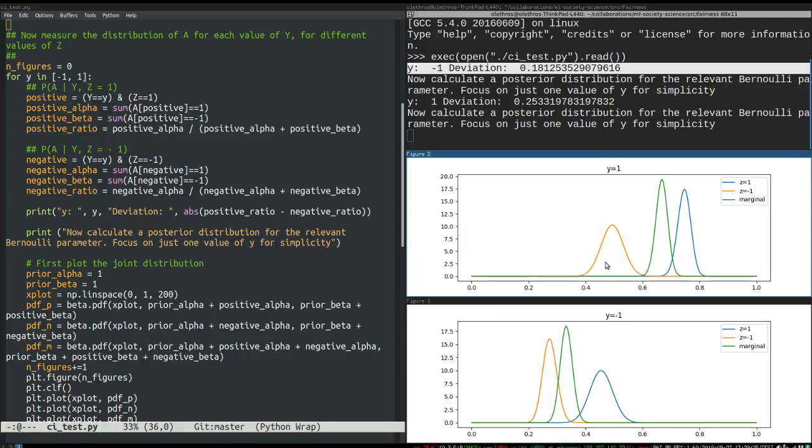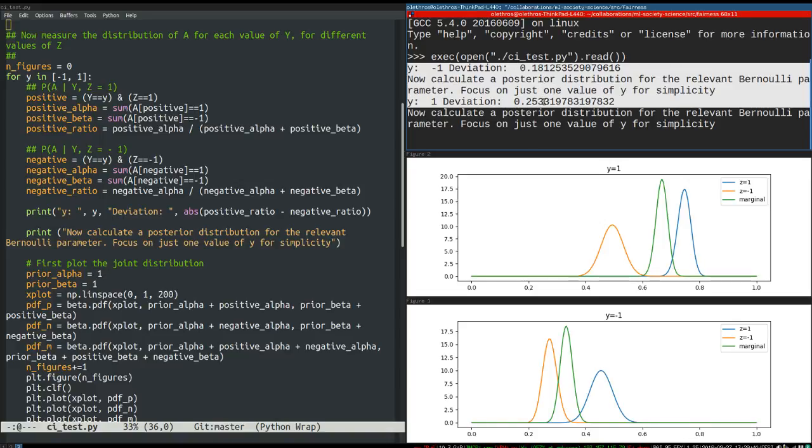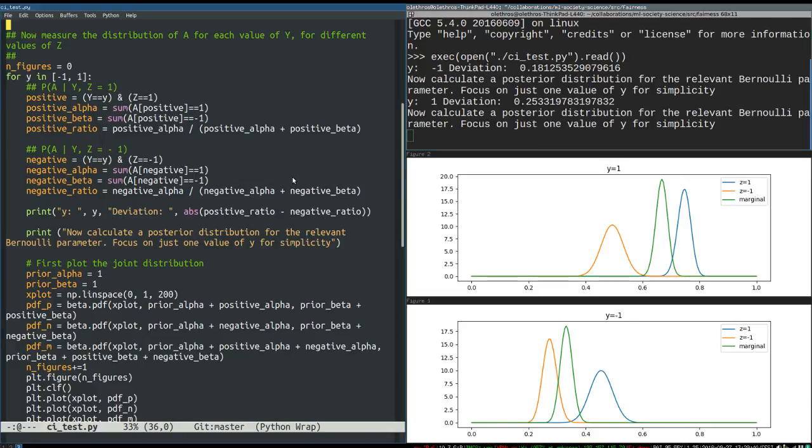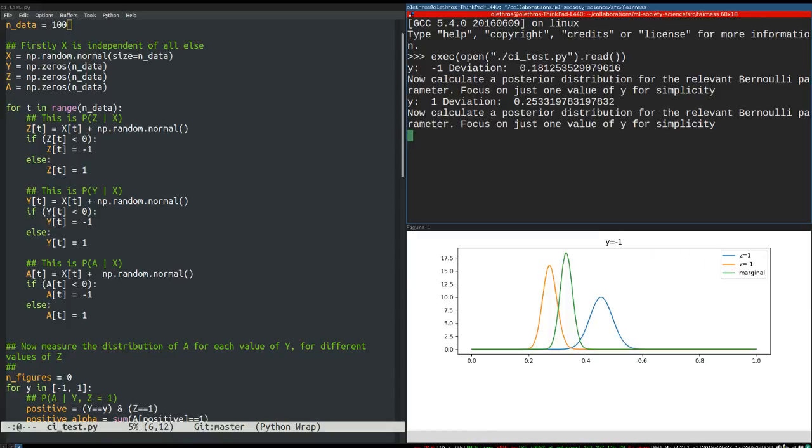So that tells us that probably these models are not in agreement. Because they're not in agreement, there's no independence. And this agrees with this deviation here. This is quite large. If it's 0, then there's probably independence. Now if we change the amount of data, let's put 100, it should be similar.